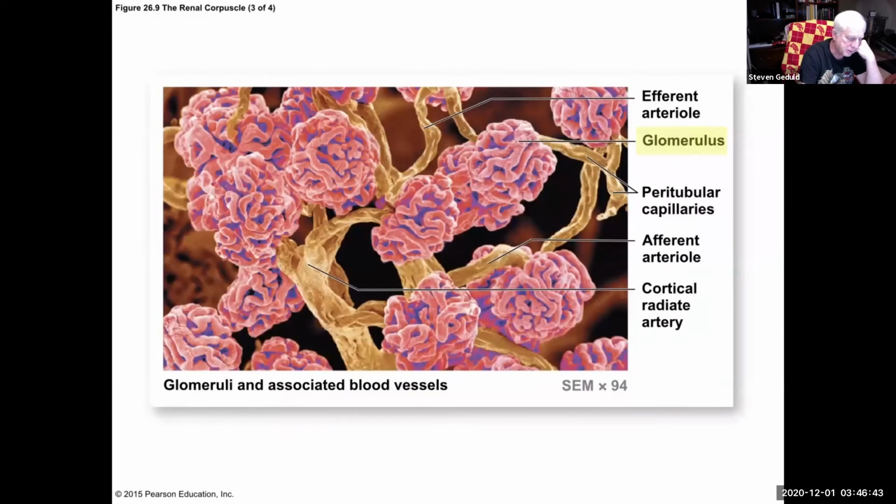This is what a glomerulus looks like in a scanning electron microscope. This is how the blood vessels wrap around the glomerulus capsules, and blood is filtered in through these into the proximal convoluted tubule from the glomerulus.